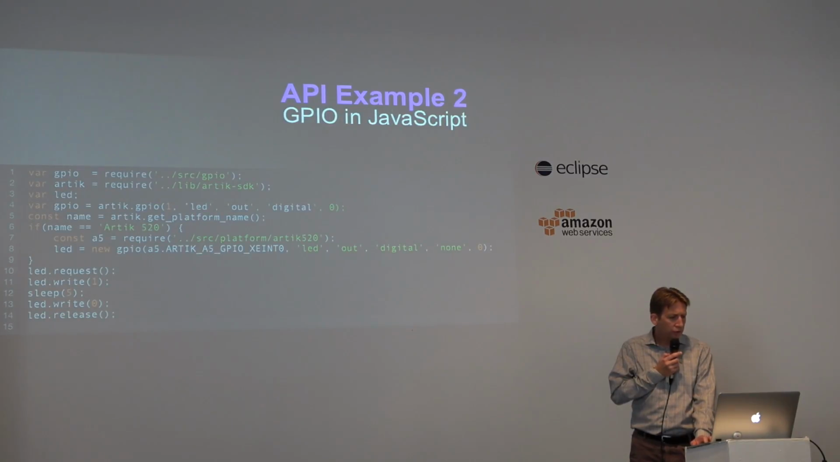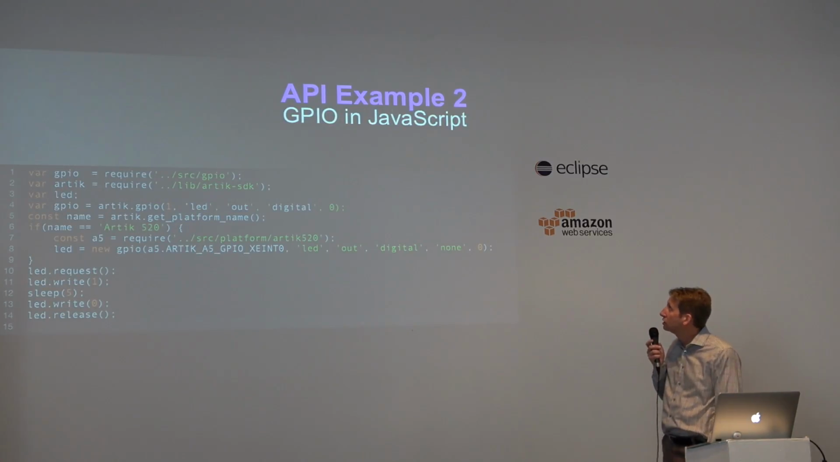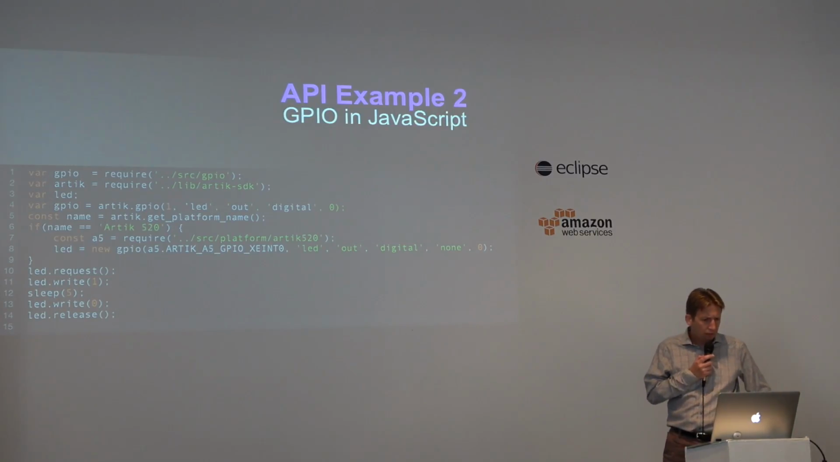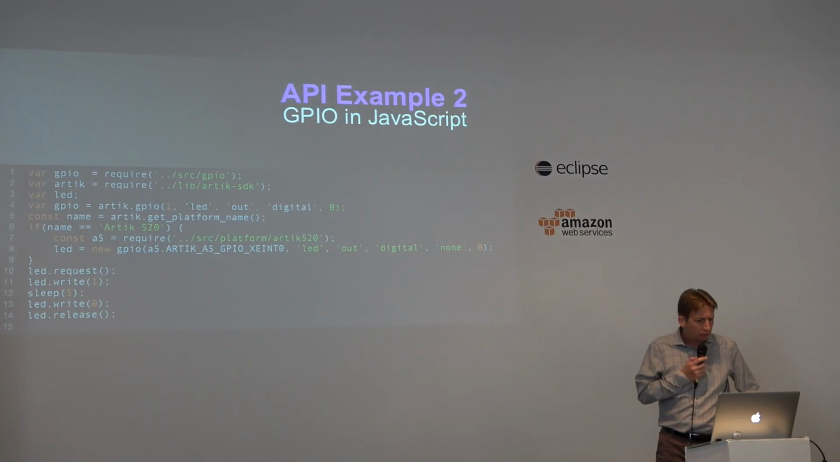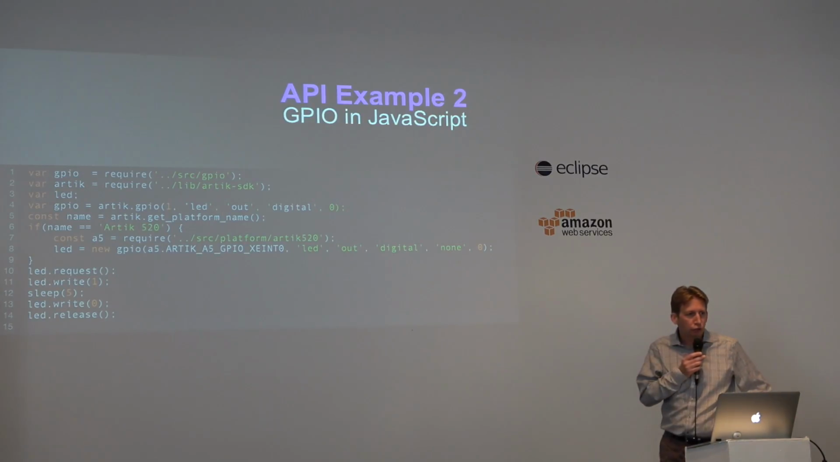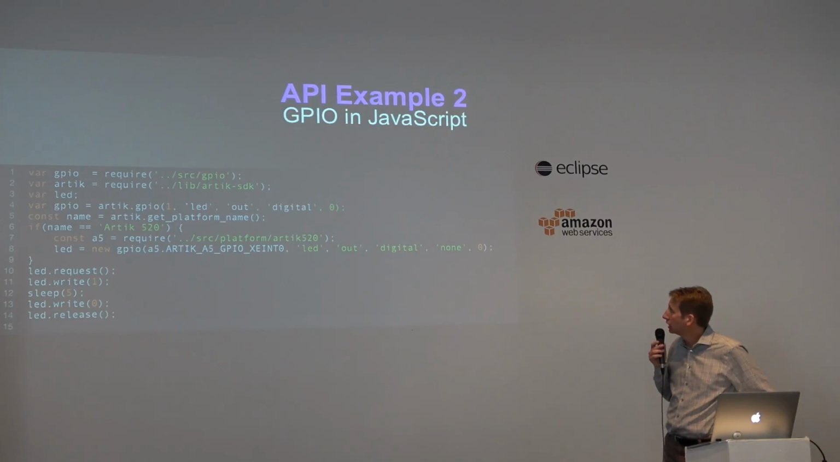We also have hooks in JavaScript. Here's an example of using GPIO in JavaScript with the ARTIK SDK. You can see we're accessing the ARTIK 5 digital pin 0 and basically turning on an LED for 5 seconds and then turning it off. That's what that code does.